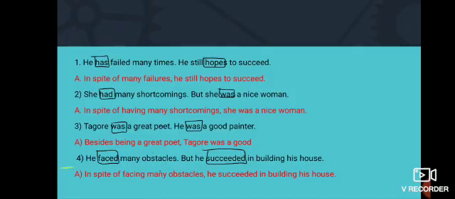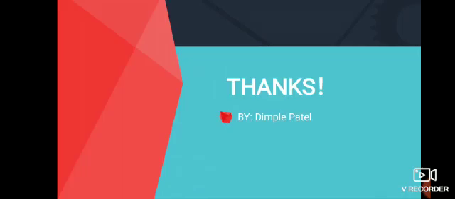Number 5, he faced many obstacles but he succeeded in building his house. Again two finite verbs are faced and succeeded. Again it's but, a contrast word, so you can use in spite of and despite of both. But one verb you have to change, so we'll change face to the participle facing. So it is in spite of facing many obstacles, comma, he succeeded in building his house. Thank you.